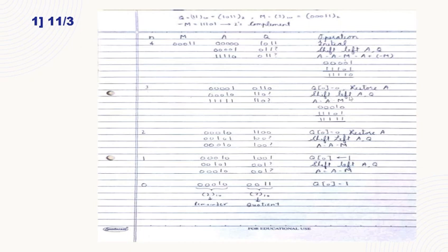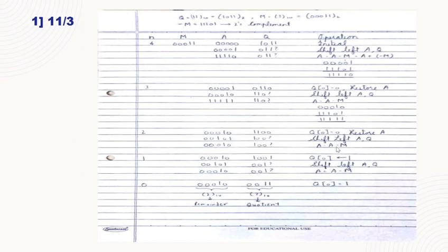Next, there is again a shift left of A and Q, which gives this result, and then again we subtract M from A, using the same method of adding minus M to A. The value is 1 1 1 1 0, and again there is the question mark. Since the value of the MSB is 1 here, the value of the LSB will be 0, and again the value of A is restored.